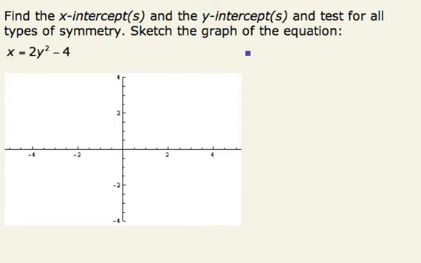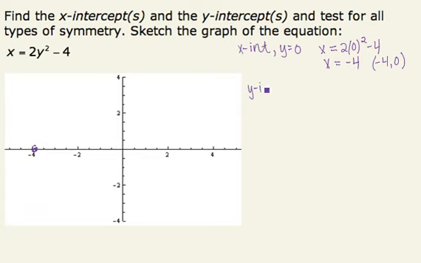Well, the first thing I'm going to think of is when I have an x-intercept, I know that y equals 0. So I'm going to plug in 0 for y. Therefore, x equals 2 times 0 squared minus 4, or x equals negative 4. So my x-intercept is negative 4 comma 0. I can plot that point.